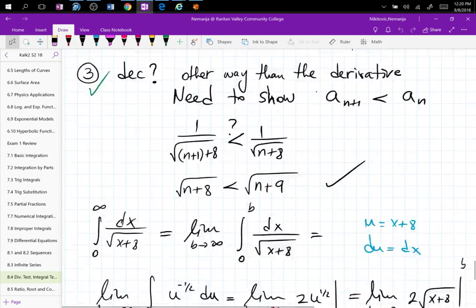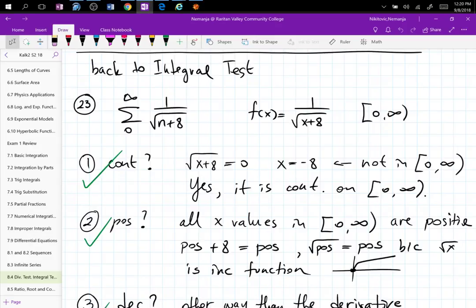I think I did one more. There it is. Is the function 1 over square root of x plus 8 continuous on 0 to infinity?